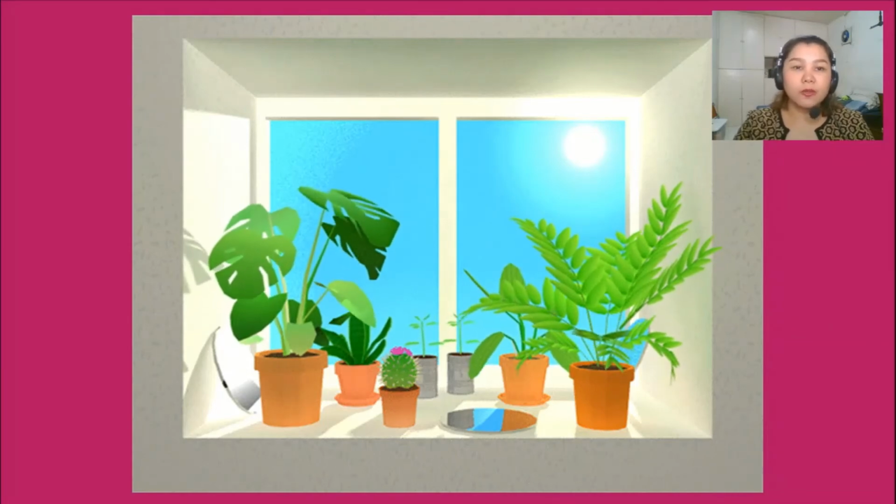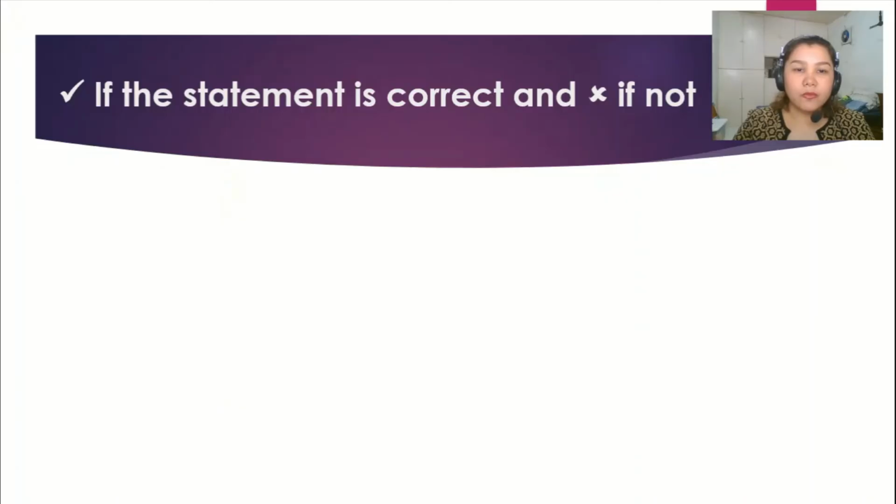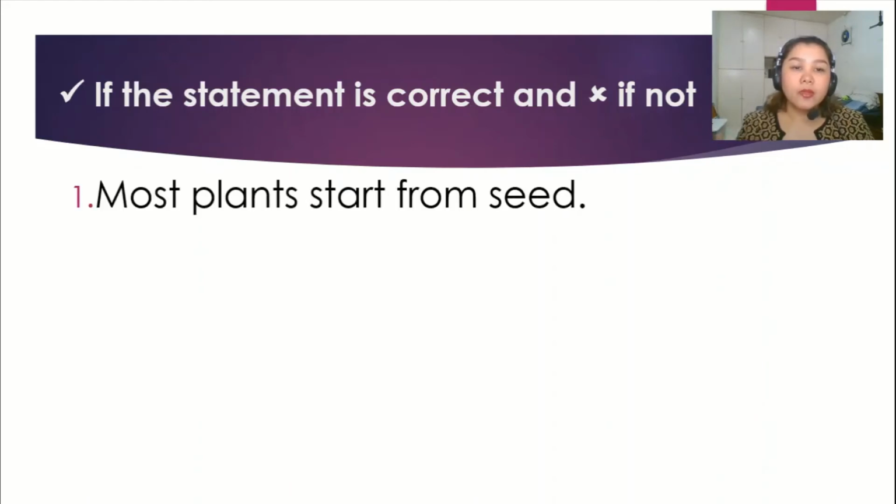Okay, so let's now move on to these statements. So we're going to find out based on what we have observed. We're going to put a check if the statement is correct and an X if not. So this is based on what you have observed about the growth of plants. Okay, so let's begin. Most plants start from seed.